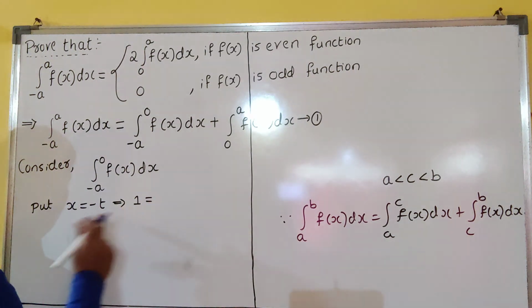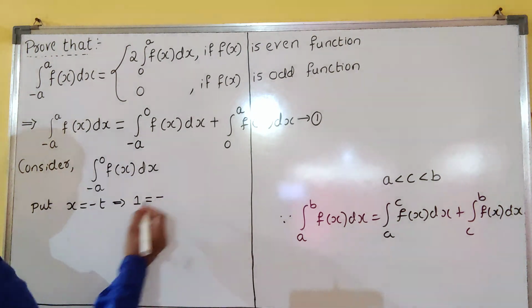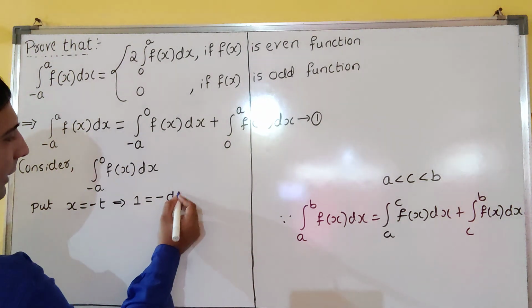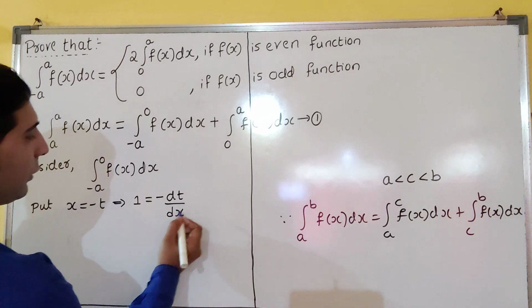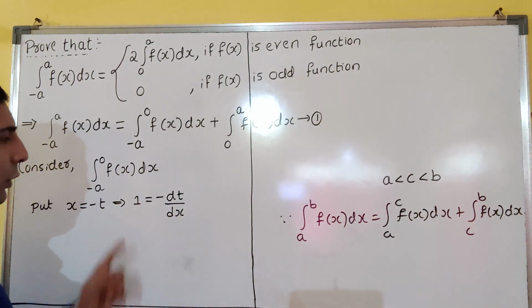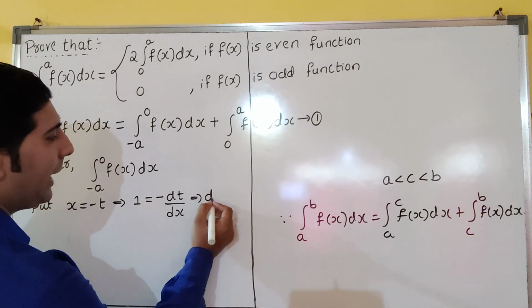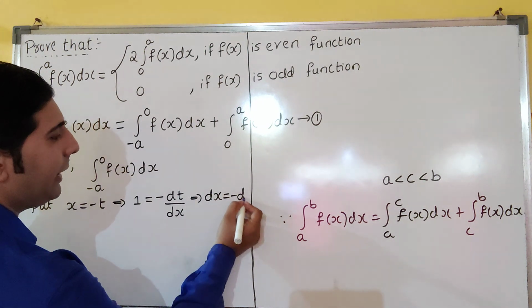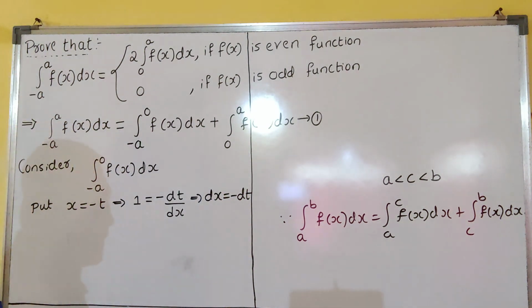Derivative of x is what? 1. Derivative of minus t is there, I will write derivative of t as dt by dx. So dx, you cross multiply, dx into 1. Dx is equal to minus dt, dear students. Got or not? Minus dt, we got the dx value.